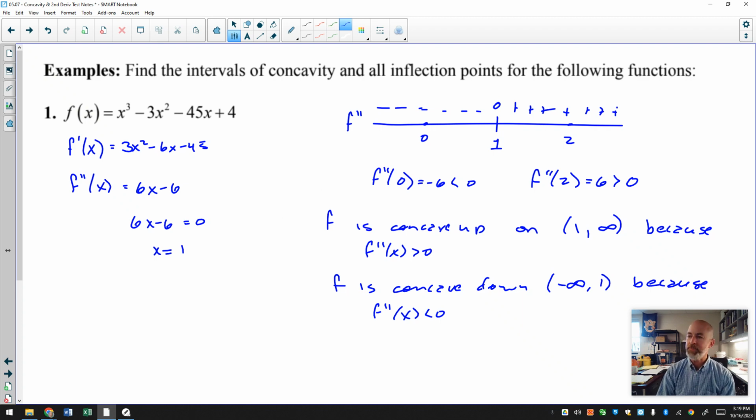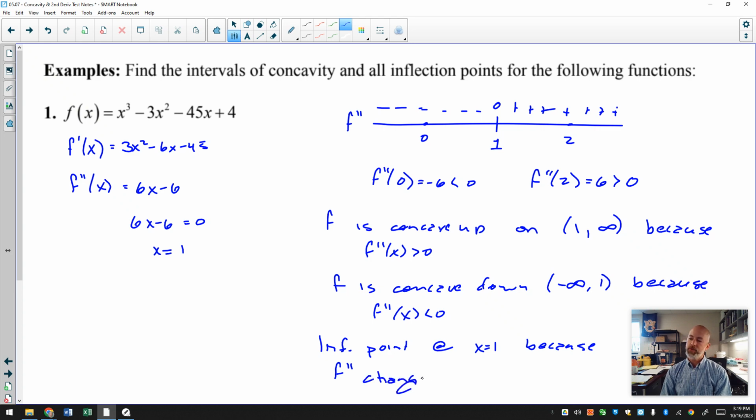You're looking for any place, any hypercritical number, where the second derivative changes signs. That does happen at x equals 1, and so there's an inflection point at x equals 1. And you could say because f double prime changes sign at x equals 1.